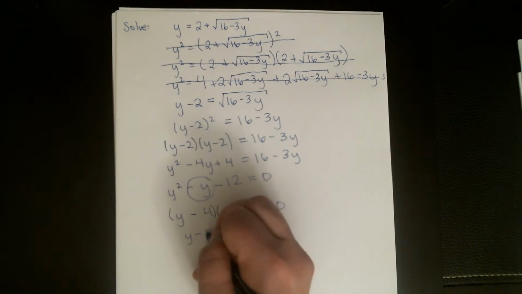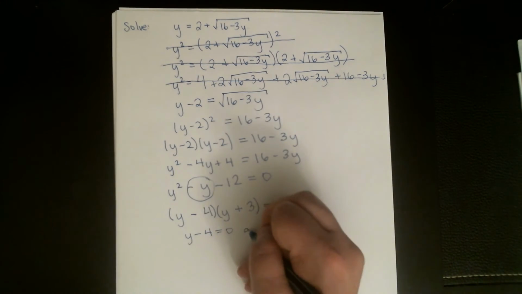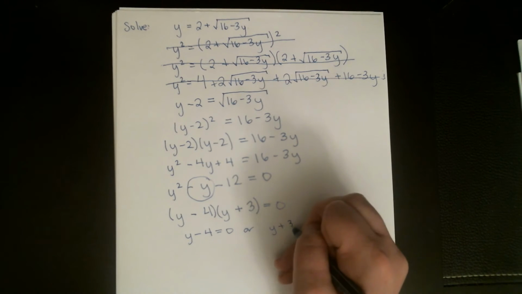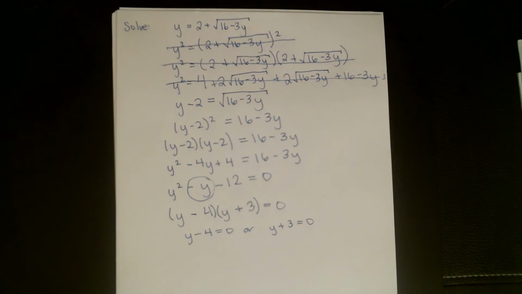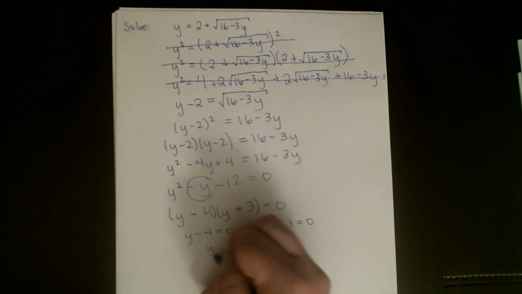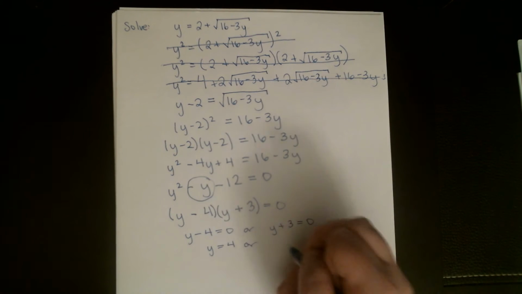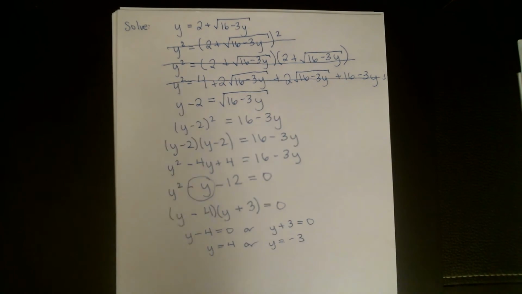Now that I have a product set equal to 0, I can go ahead and make that even simpler by splitting it up into 2 linear equations. y minus 4 must equal 0, or y plus 3 must equal 0, which means y must equal 4 or y must equal -3.